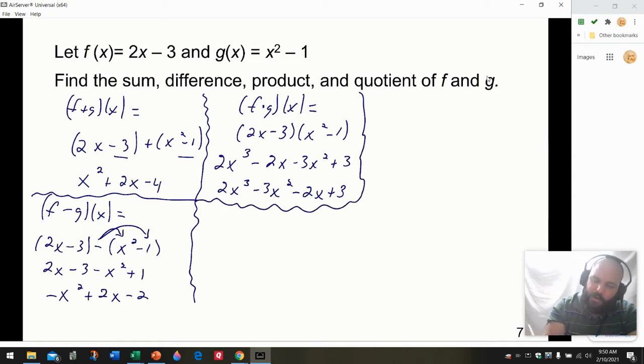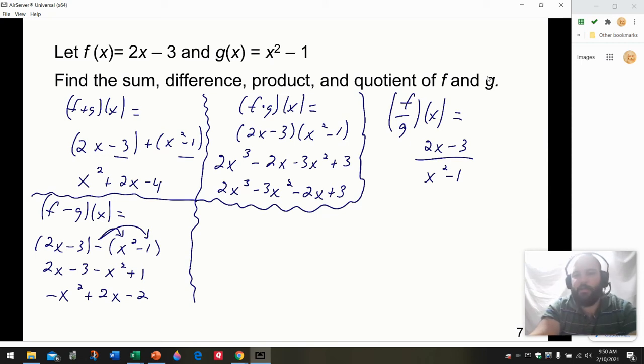Now, the last part of this is the quotient. And like I said, that's usually the easiest one to do simply because it's just more of a formatting. You're simply going to take f of x, which is 2x minus 3, and you're going to divide it by g of x, which is x squared minus 1. And once you have that division, you're pretty much done setting the problem up.